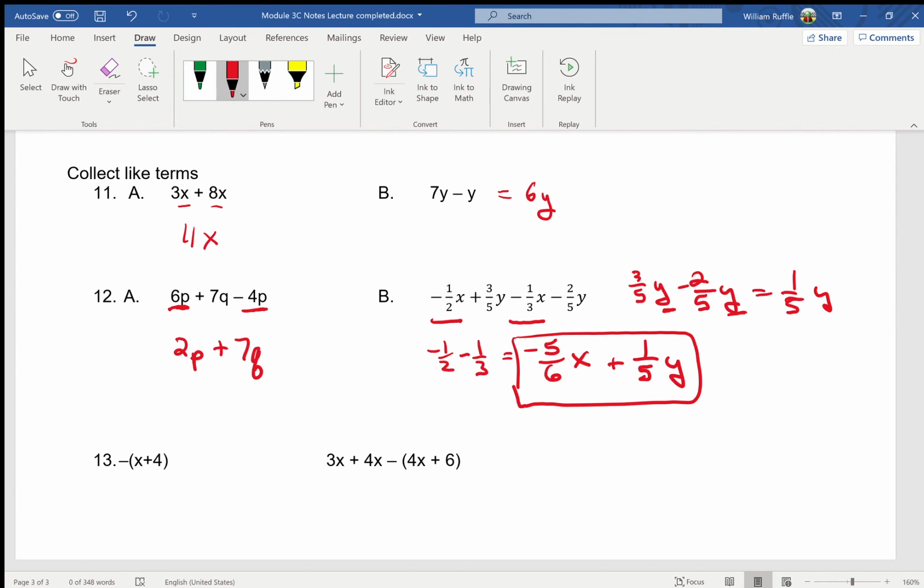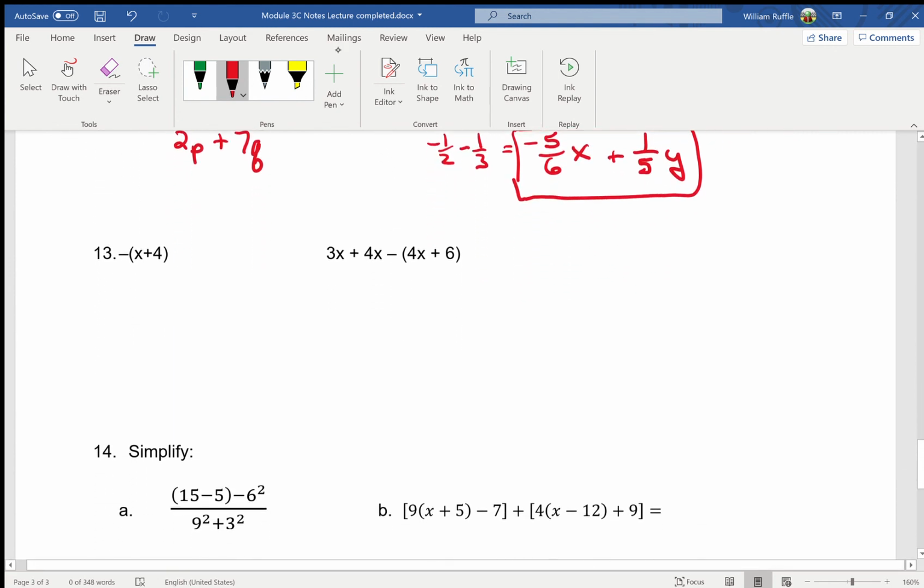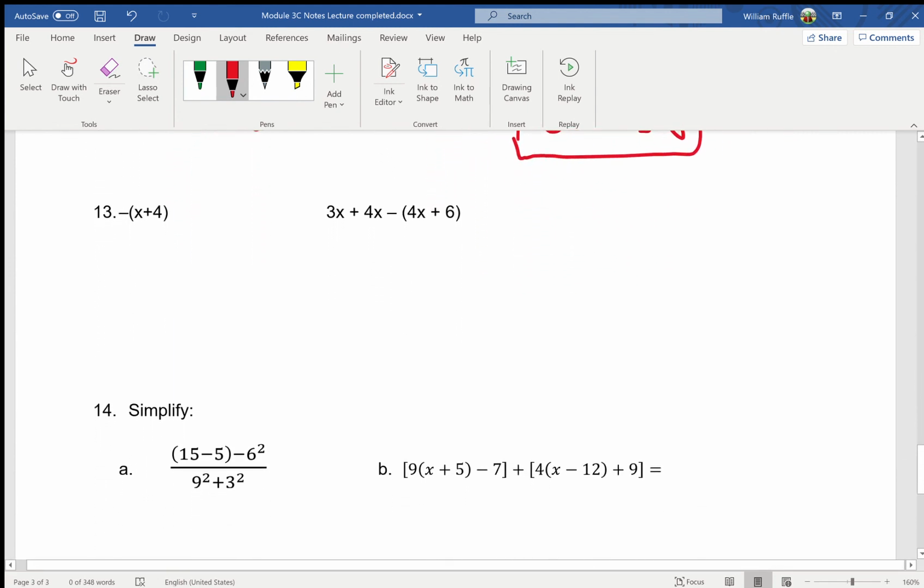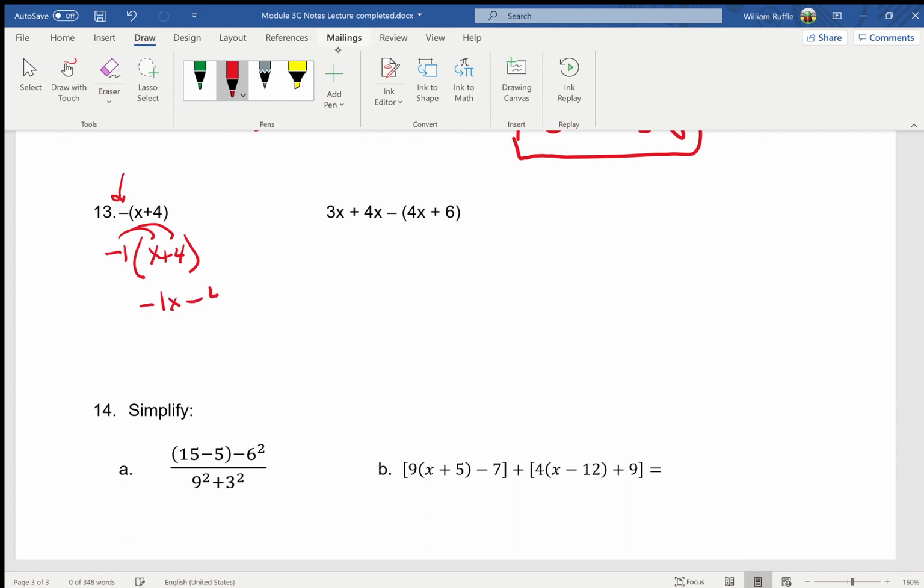Now these next two are going to be very similar to when we did the 7y minus y. There's an invisible 1 here. When we just have the negative written outside here, it's really negative 1 times x plus 4. So I have to distribute a negative 1 to each one, so it's really negative 1x minus 4. Now the 1 is usually not written, so most of the time you will see it written negative x minus 4. Most of the time the computer will not mark you off for that, but just be careful on that.